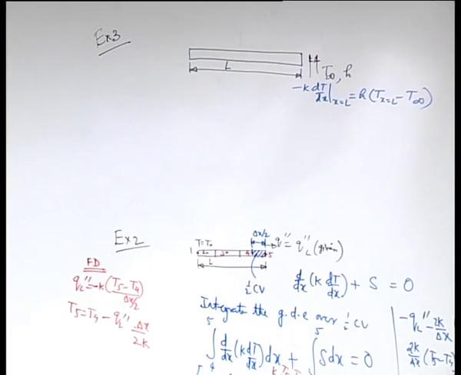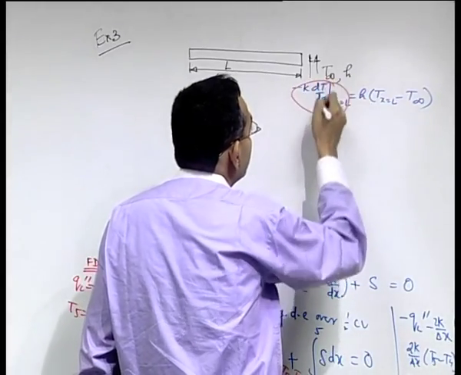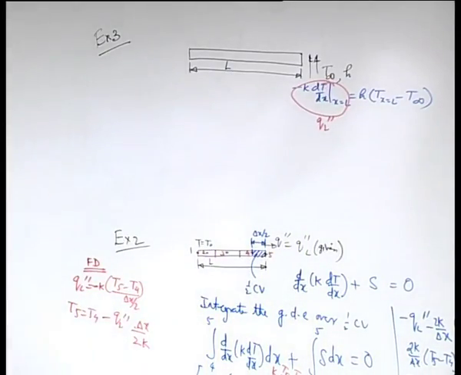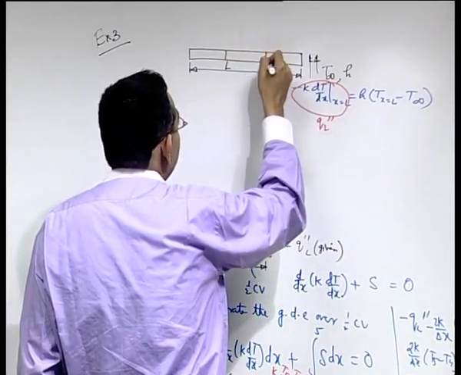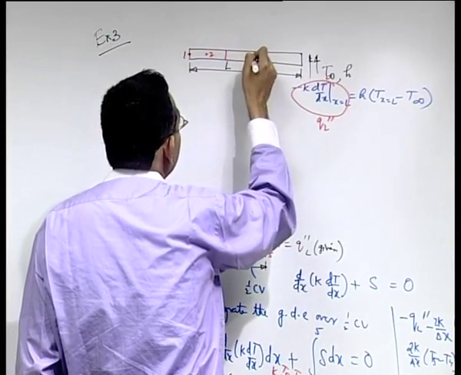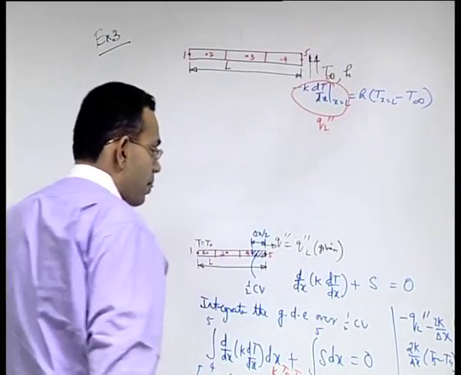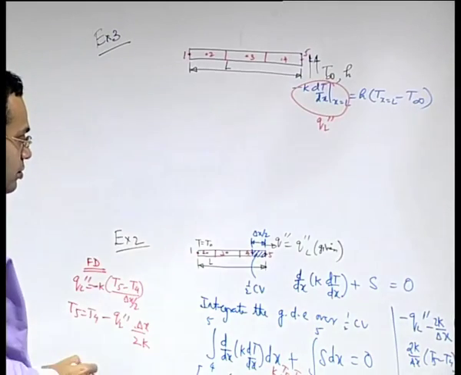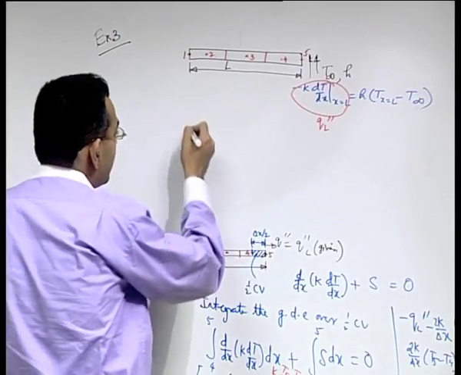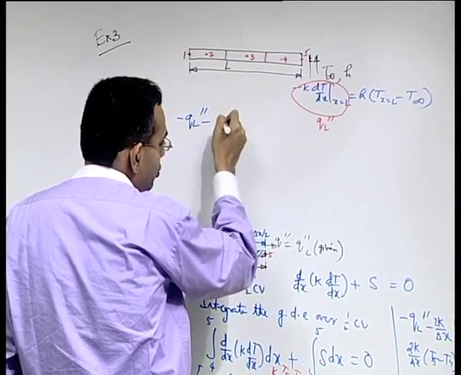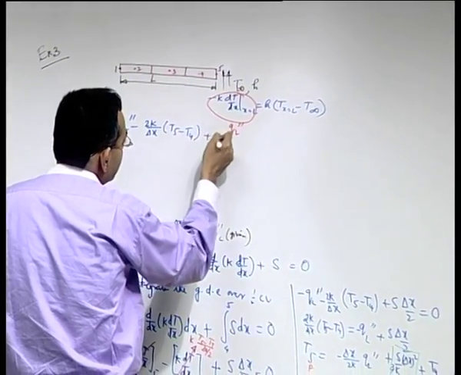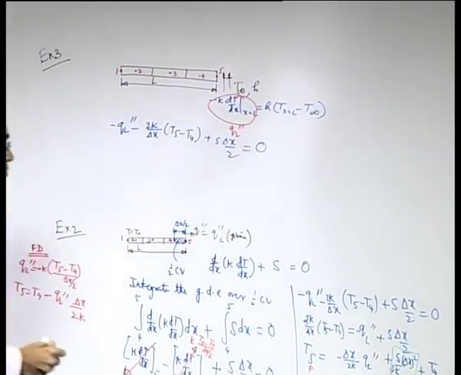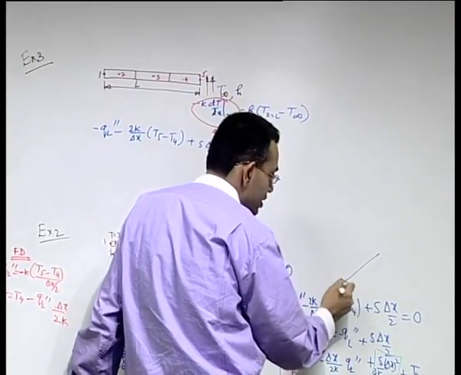Remember that minus k dT/dx at x equal to L is nothing but Q at x equal to L, the heat flux at x equal to L. So if we consider the same discretization as in the previous example, 1, 2, 3, 4, 5, then we will get back essentially the same thing, that is minus q L minus 2k by delta x into (T5 minus T4) plus S delta x by 2 equal to 0, from this particular step.